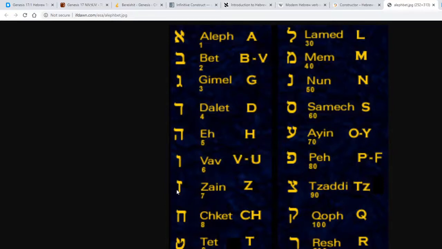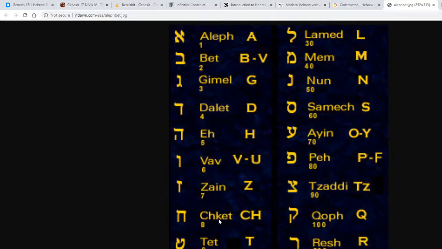Zayin looks very much like a vav, but it's a Z sound. Now, some people like to use Z for Tzadi as well. I wouldn't do that. What a lot of people use is a T for Tet, a TZ for Tzadi, and a TH for Tav. Well, let's keep on going.